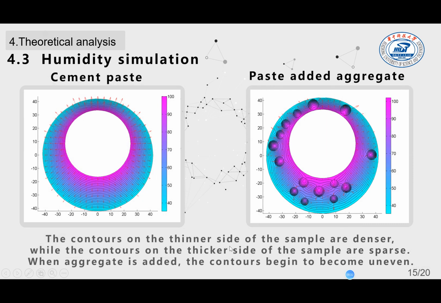And the humidity simulation is shown in these two figures. We can see that the humidity contours on the thin side are denser, while the humidity contours on the thick side are sparse. So the humidity gradient on the thin side is bigger. And when some aggregates are added to the sample, the humidity contours become uneven, since the diffusion coefficient of aggregate is lower than the matrix.